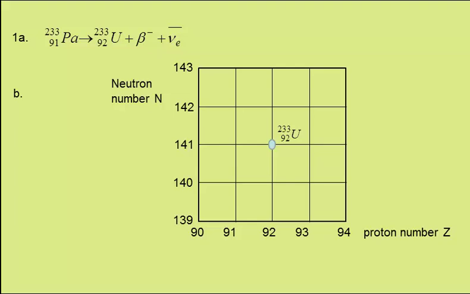Well, in beta plus decay, a proton becomes a neutron, so we would have a higher proton number and a lower neutron number, so P would be here. In alpha decay, we lose 2 protons and 2 neutrons, so we would start 2 protons higher and 2 neutrons higher, so Q would be here.